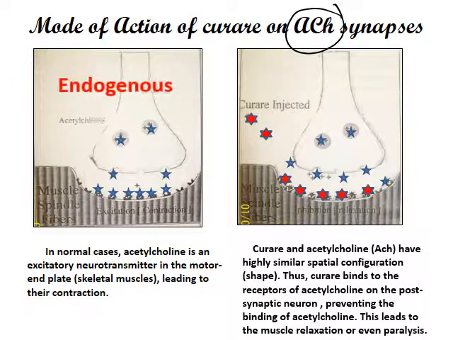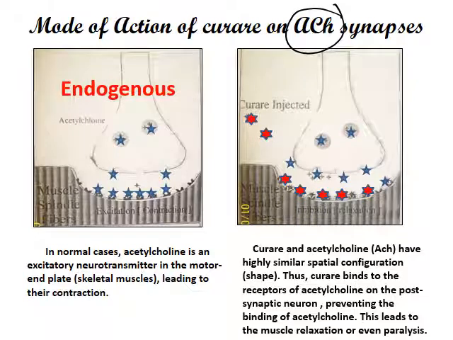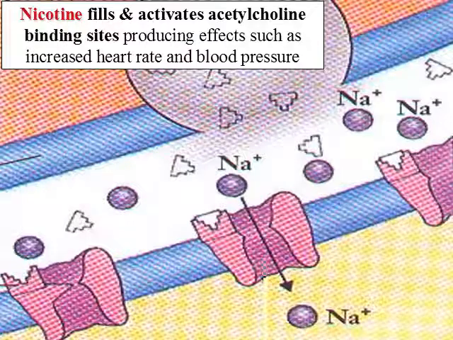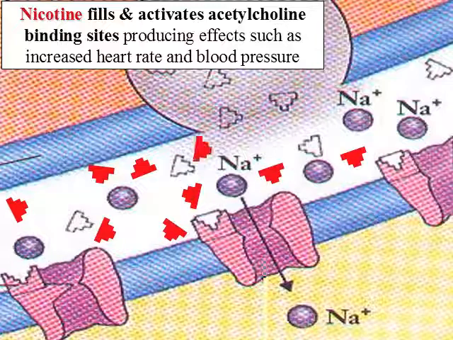So for these two, acetylcholine is endogenous, while curare is an exogenous substance, and both of them have an antagonistic function. They are antagonistic, they have opposite functions, or at minimum curare inhibits the function of acetylcholine. Now nicotine, all of you know about nicotine. Nicotine fills and activates acetylcholine binding sites, producing effects such as increased heart rate and increased blood pressure. This is the main function of nicotine.